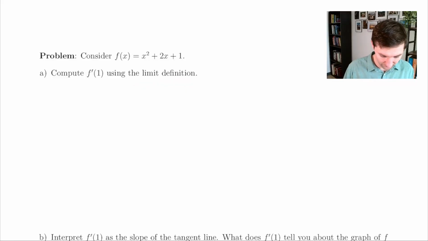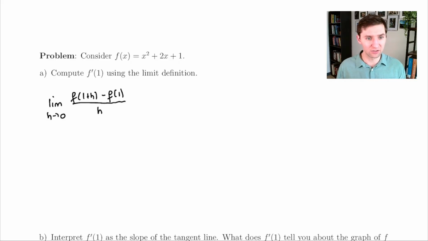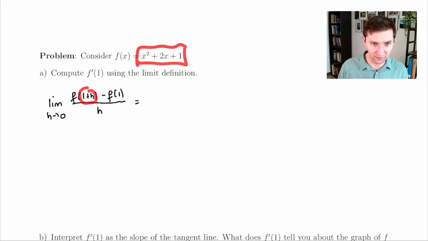So I write the limit as h goes to 0 of f of 1 plus h minus f of 1 divided by h. This is what the limit definition says when it comes to taking the derivative at x equal to 1. I can't simply plug in h equal to 0 because then I will get an expression of the form 0 divided by 0.